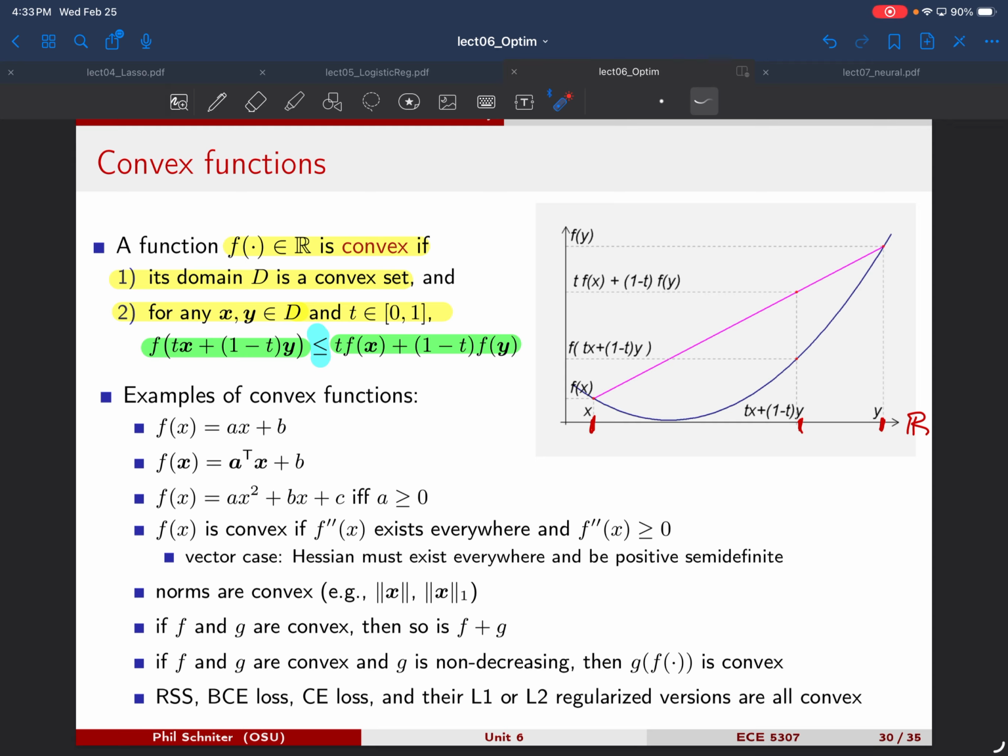This is the value of the function at x. This is the value of the function at y. I can do a convex combination on this axis here, at which point I would get this. So I need this value to always be greater than this value. Essentially we're looking for functions that are curving down. It would be fine if the function is even flat. That's fine too.